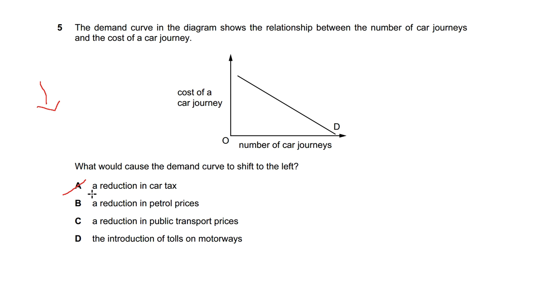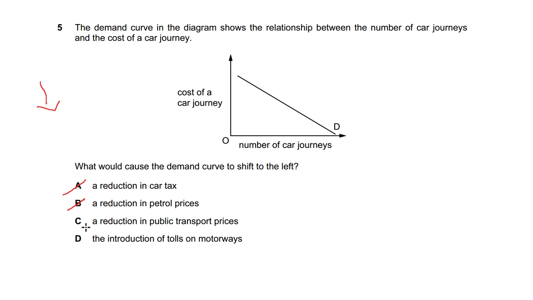Option B is a reduction in petrol prices. Again, a reduction in petrol prices would reduce the cost of a car journey, and so this is also a change in the price factor, not a non-price factor. So we would again have a movement along the curve, we will not have a shift. So this is also out.